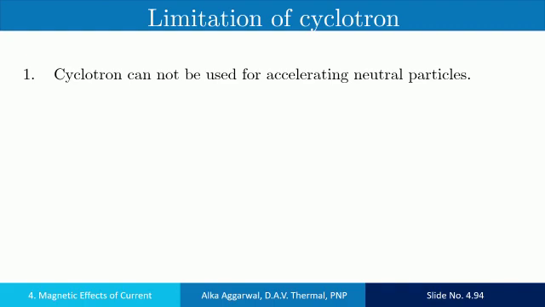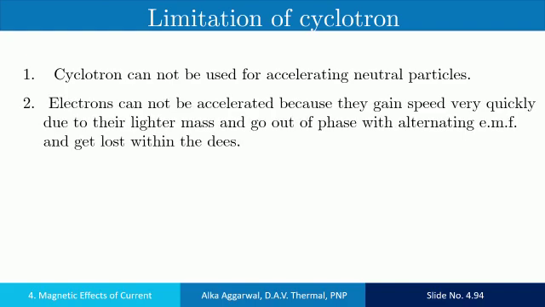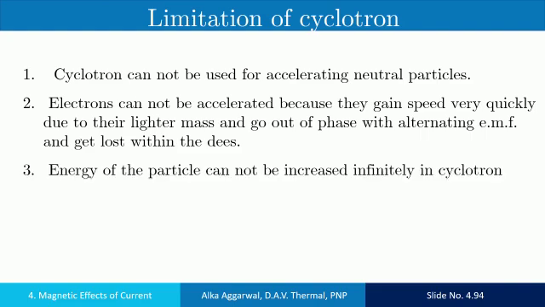Limitations. A cyclotron cannot be used for accelerating neutral particles because they are not accelerated by electric fields. It cannot accelerate electrons to gain speed very quickly, due to the lighter mass of the electron, as it goes out of phase and is very difficult to control. So electrons are not suitable to accelerate in cyclotrons.